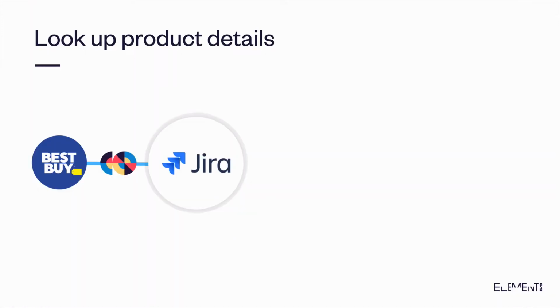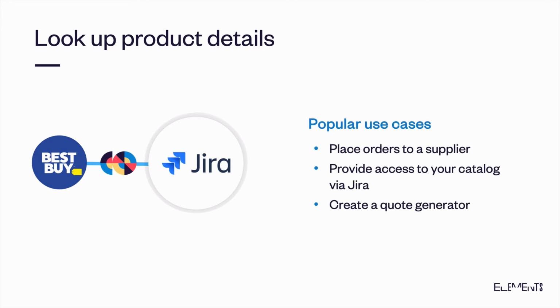Now let's look at how you can use that at your company. So some of the most popular use cases for connecting to a product catalog is when you use Jira to place orders to a supplier. You can set up an integration between your catalog and Jira so that you don't have to leave the Jira interface to place your orders. And it works just the same if you want to provide access to your clients to your own product catalog via Jira. And one last use case that's a little bit more advanced is that you can use this integration to create a custom code generator directly within Jira.